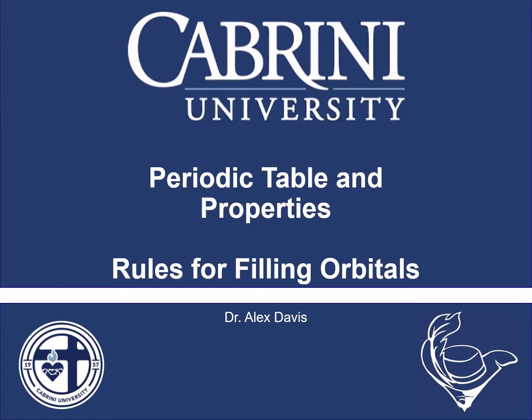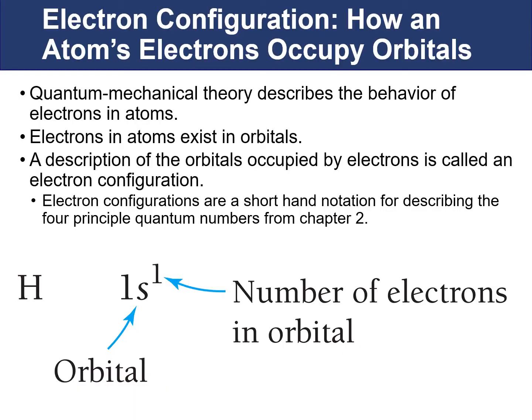In this video, we will be looking at some of the rules and guidelines for determining which orbitals have electrons in them for a given atom. Electron configurations are a shorthand method for conveying the information of where the electrons are for a given atom. As a reminder, it is the quantum mechanical theory which describes the behavior of electrons.